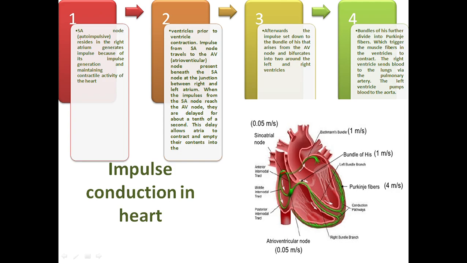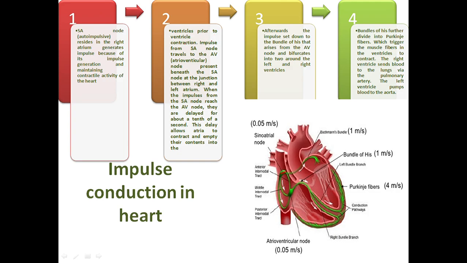So if we go through this, the SA node is auto-impulsive, resides in the right atrium, and generates the impulse, which helps in maintaining the contractile activity of the heart, which I have already told you.